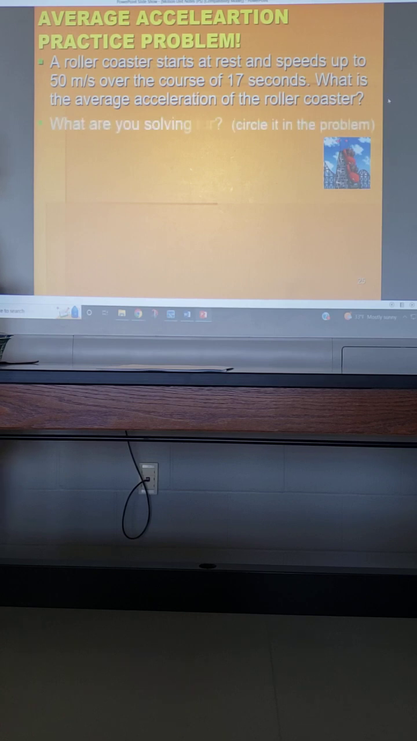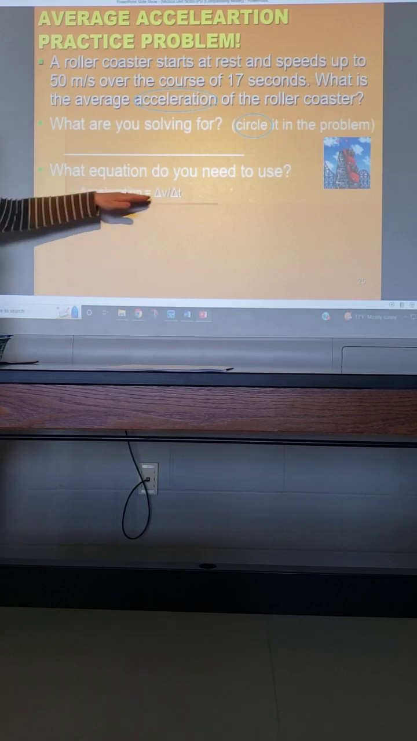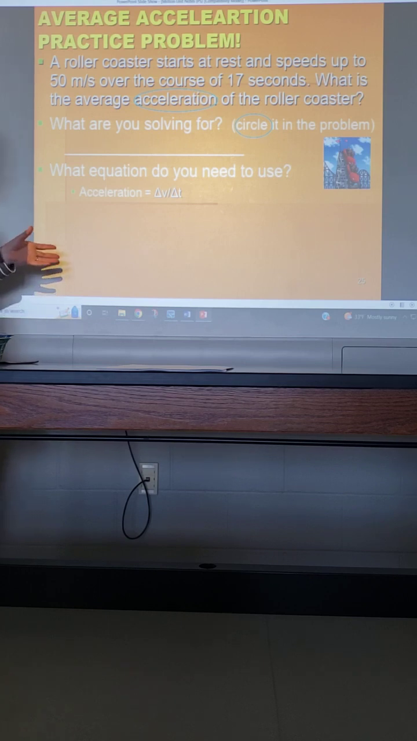So following our technique of circling what we're solving for, we're kind of short on time, so I'm going to go through this quickly. We're going to circle it in the problem. It's asking for acceleration, right? And so then we have to pick out the equation, which is just a standard one. It's just the change in velocity over change in time. We don't have to use a triangle to rearrange anything. So velocity divided by time.